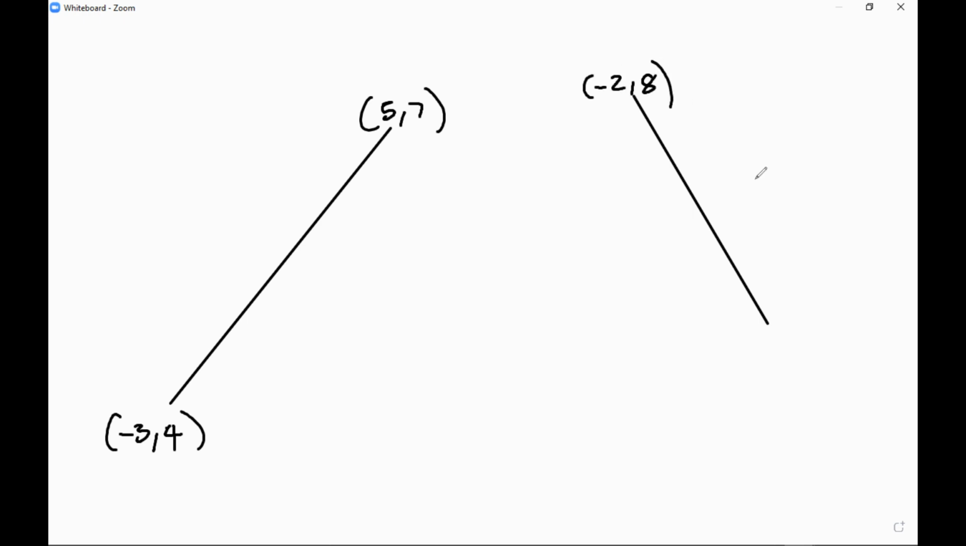So we had 2 points with -3 and 4. You can start from this one here. I'll just get the points in quickly for you. -3 and 4, and it was 5 and 7 at the top. And the other line was a negative gradient with -2 and 8, as well as 4 and -6.